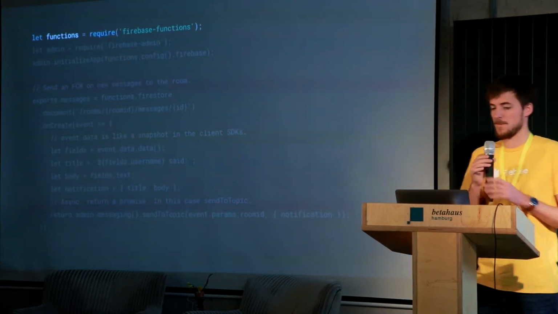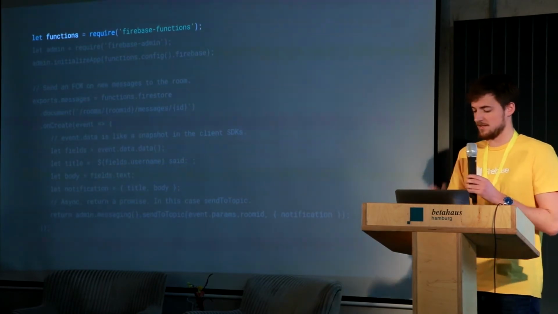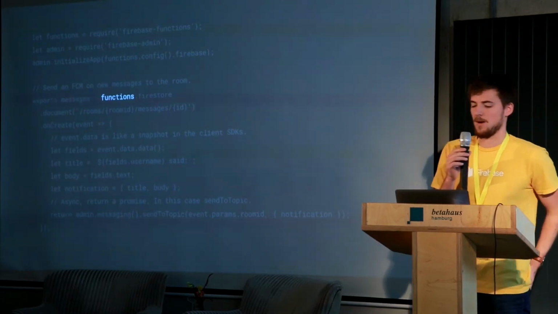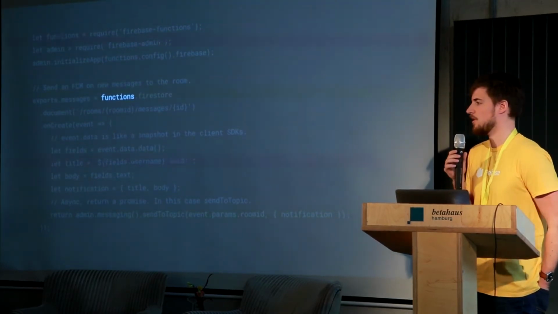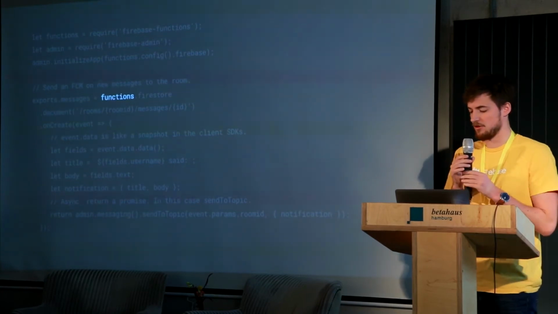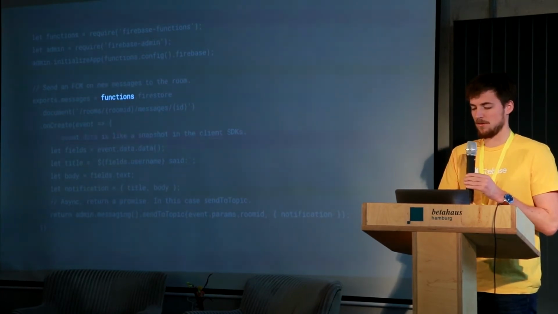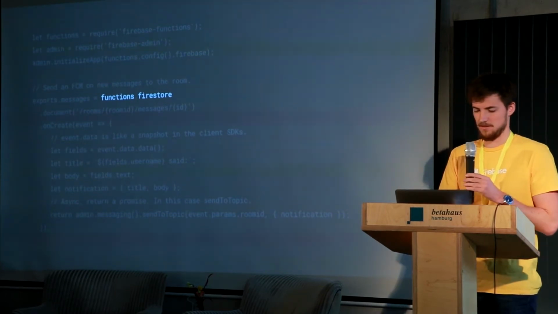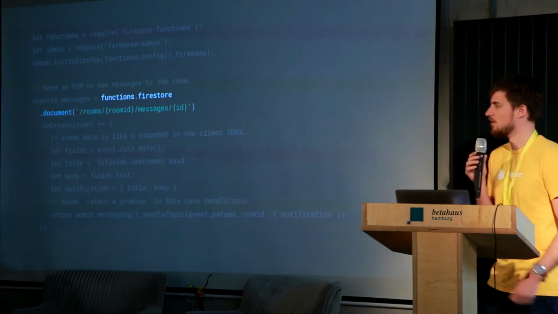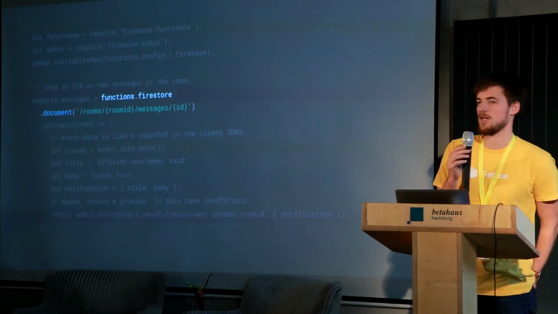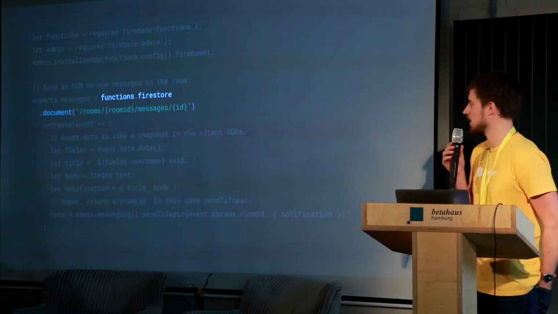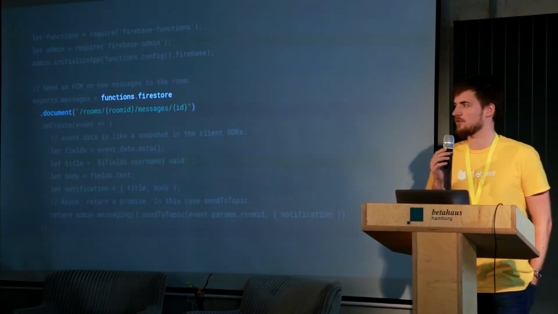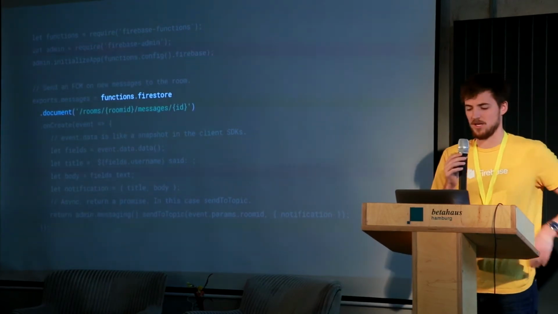Again, we'll have to include the functions SDK. And you may notice a pattern here. The functions SDK provides a bunch of different event kinds and event triggers, and it's all exported on the module. So in this case, we're interested in a Firestore event. We'll specify a document path, meaning that we'll only execute this function if a document is written to that particular path. But we can provide wildcards to make sure that we don't depend on specific document IDs.